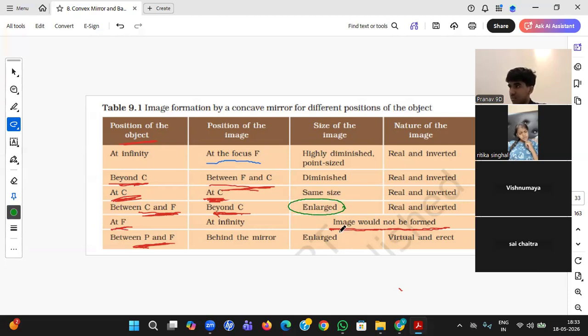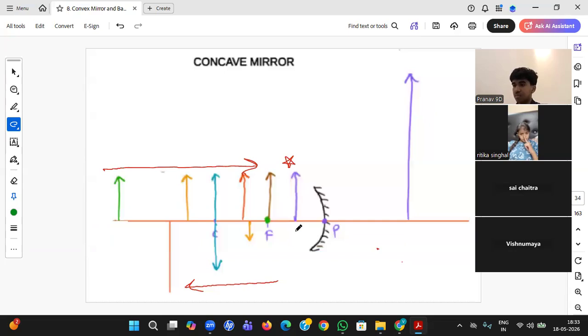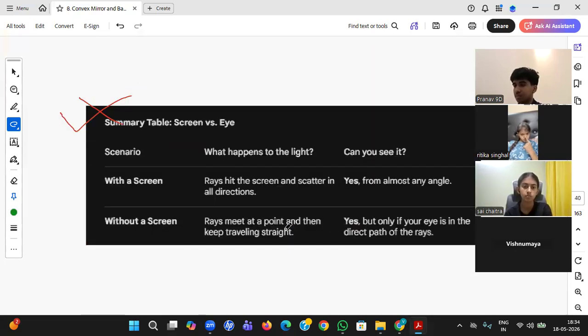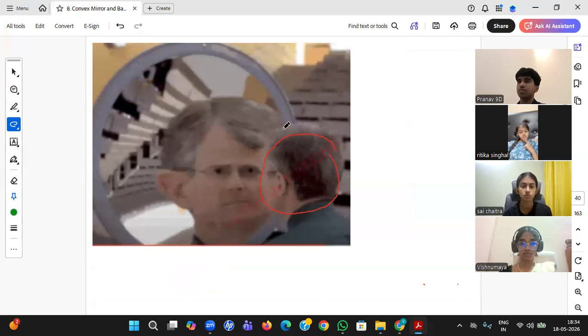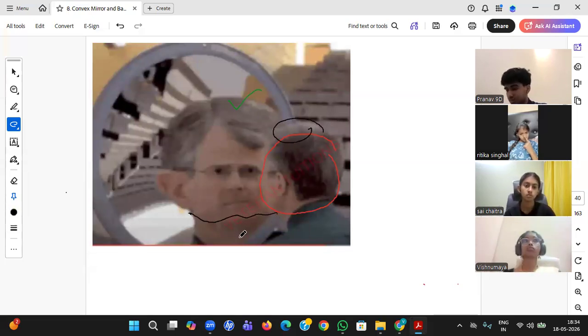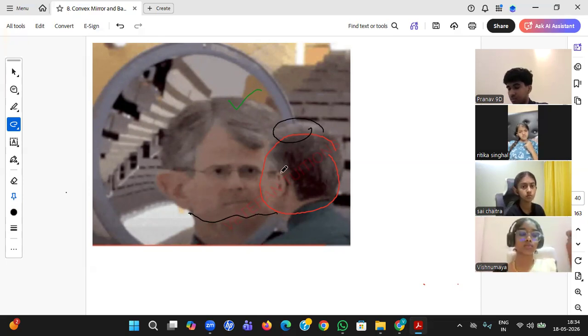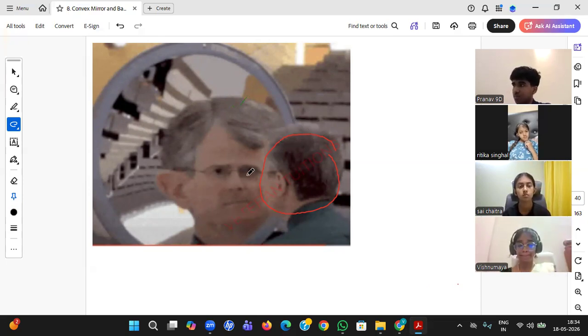So, student, enlarged means only case number 4 or 6. Now again we need to filter out these two cases. Let us go back to the object. Yes, Rishit, this fellow, his hair is on the top, and the image hair is also on the top. Is it erect or inverted? If inverted, that means the object hair is on the top and the image hair is down. Is it like that? No, sir. It's the same side up, right? So is it erect or inverted? Erect, sir.